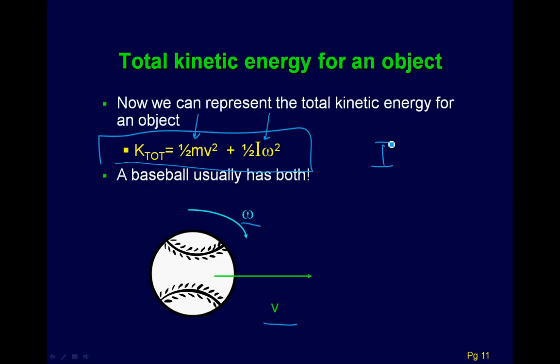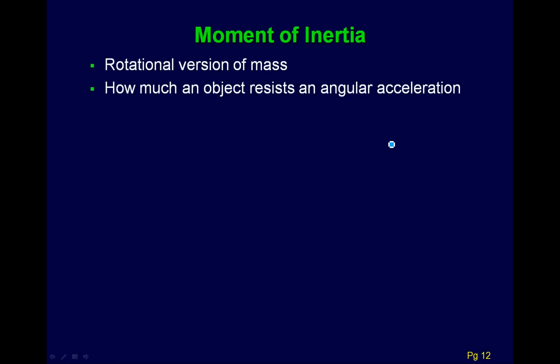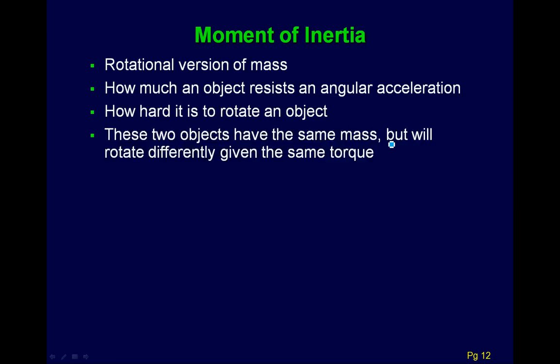The first piece that's complicated is this I. So let's talk about the I. We call this the moment of inertia. I like to think about this as the rotational version of mass. The technical version is that it's how much an object resists an angular acceleration.